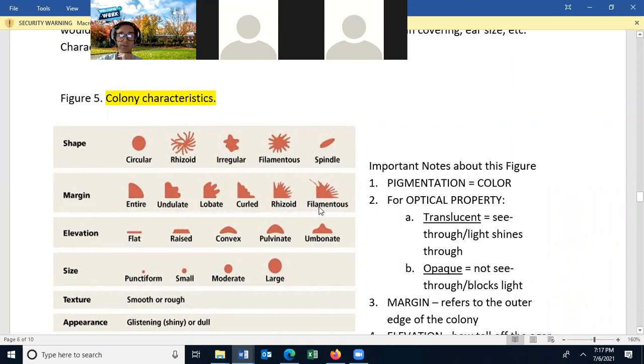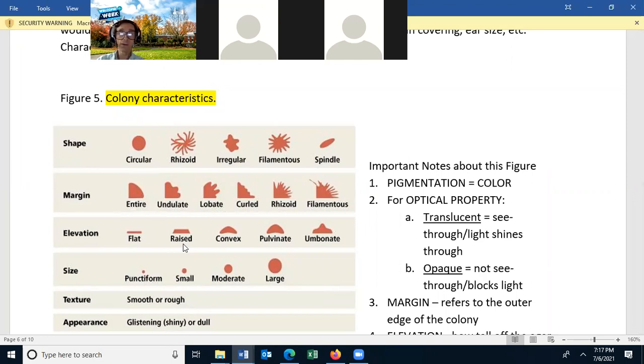Whenever I ask you a question about what is the shape of the margin, I won't ask you to distinguish between undulate, lobate, and curled, and I won't ask you to distinguish between rhizoid and filamentous. But you should be able to distinguish this group from this group from that group. Any question about any of that?